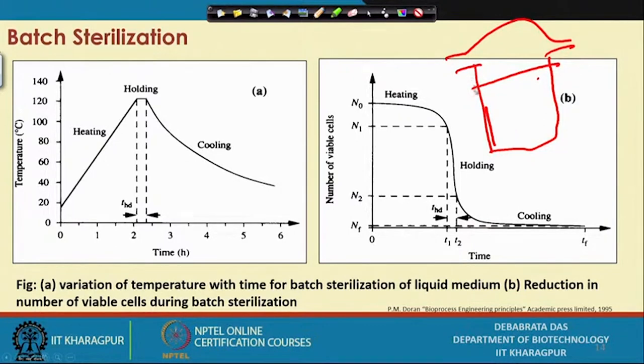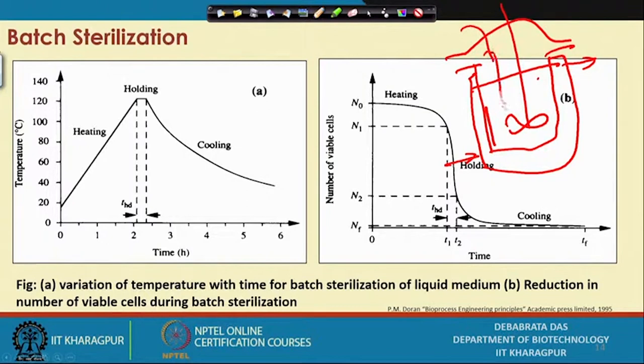Now, what we do? We can do it in two ways. We can pass hot water here and increase the temperature, or we can inject the steam directly. Whenever we do that, first your temperature will rise like this. Then you have to hold this temperature, because our sterilization temperature is 121 degrees centigrade. Am I right? And then you hold for some time and decrease.